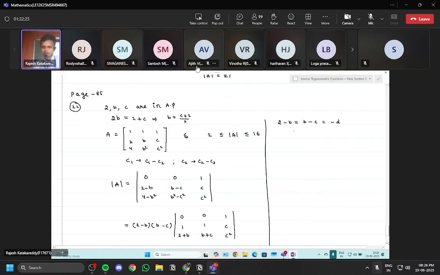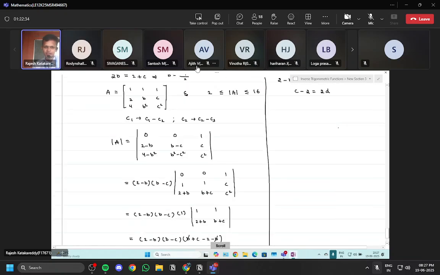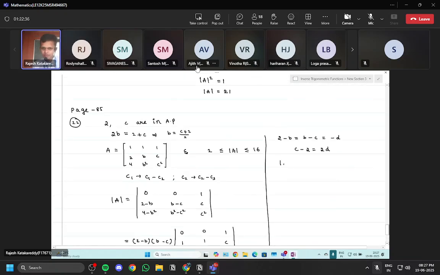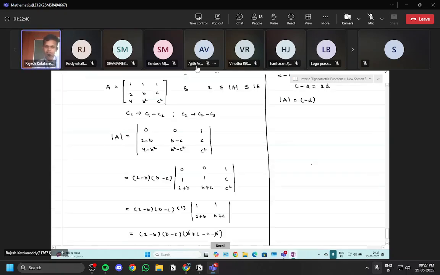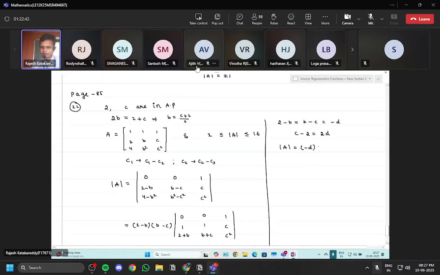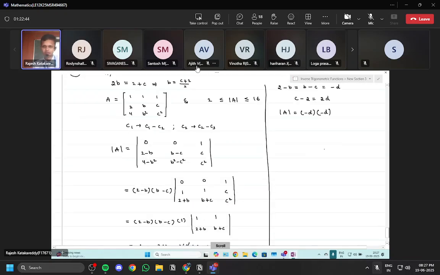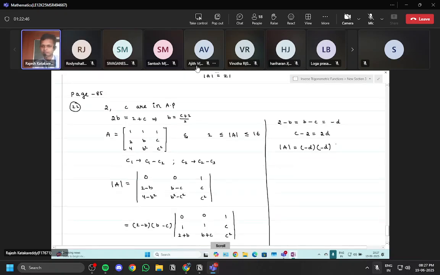So C minus 2 will be equal to 2 times the common difference. Understood this one? Any doubt in this? Now we can substitute: the determinant of A will be equal to minus d into, next again, minus d into, next it will be 2d.